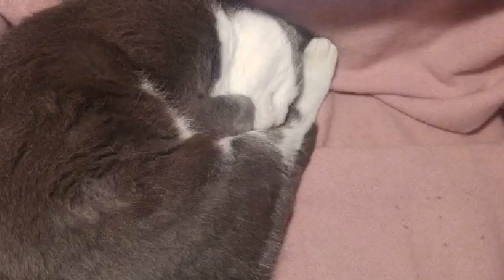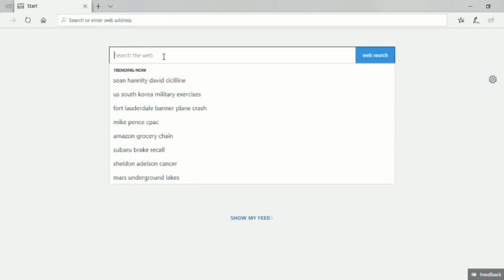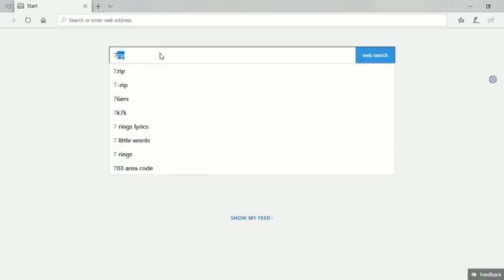Question is, what is the units digit of 7 to the power of 64? So what's the last digit in the decimal expansion of that? We're given a choice of 5, 3, 2, or 1. Now, it sounds like a lot of work to go and multiply it all out manually. So we could cheat, and let's do that. We can plug that into the internet and see what we get.